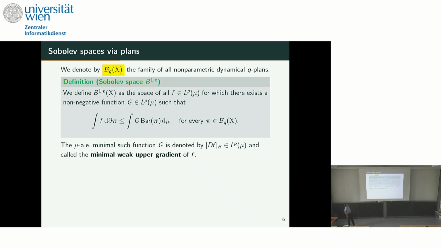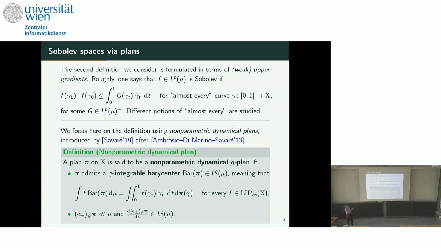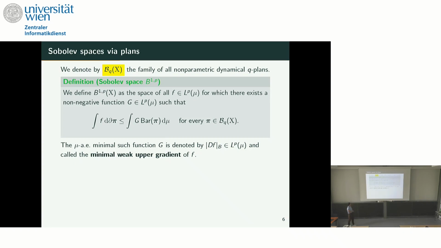And finally, to define the Sobolev space B^{1,p}, and B here stays just to remind about this Beppo Levi property, so behavior along curves, we say that an L^p function f is in the Sobolev space B^{1,p} if there exists a non-negative function G in L^p so that this inequality is satisfied, where this difference is nothing but f(γ_1) minus f(γ_0), and this one is right the very definition of barycenter. And the μ-almost everywhere minimal such function G is denoted by |Df|_B and is called the minimal weak upper gradient of f.